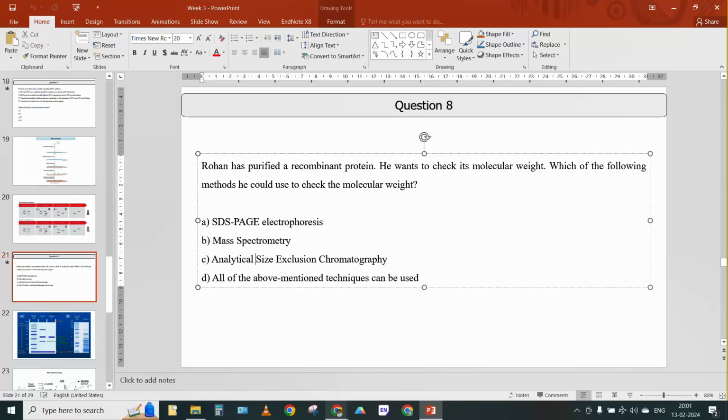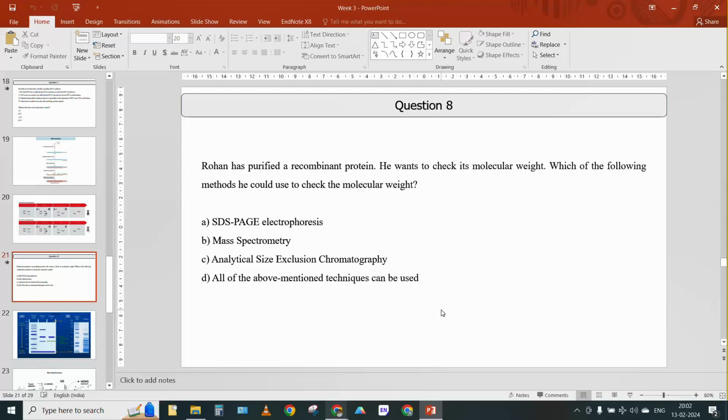And you guys do not have any idea what SDS-PAGE and analytical size exclusion chromatography are. So anyone else would like to guess this question? Sir, I think D should be the right answer. Okay, D. And kindly explain a bit more.